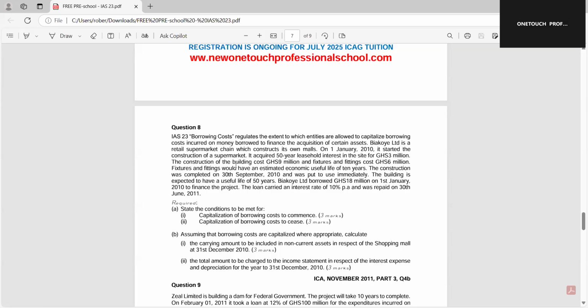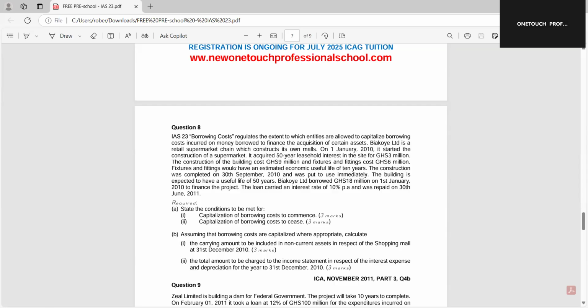The loan carried an interest rate of 10% per annum and was repaid on 30th June 2011. Required: A, state the conditions to be met for capitalization of borrowing costs to commence, and to cease. B, assuming that borrowing costs are capitalized. So let's solve it quickly.